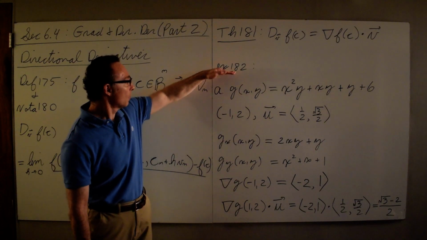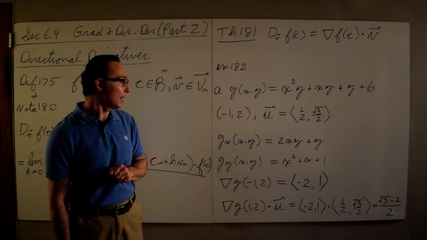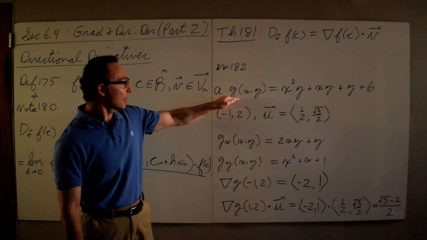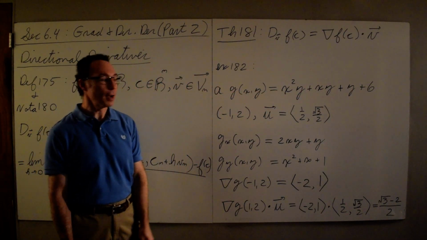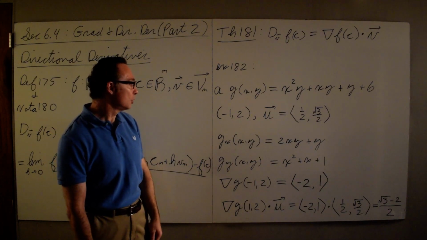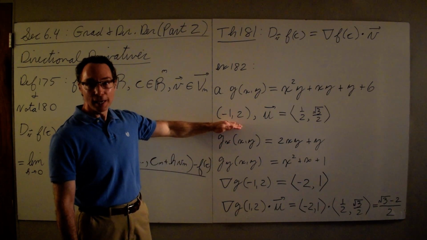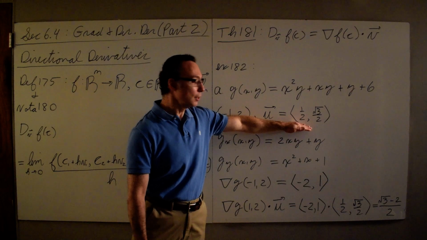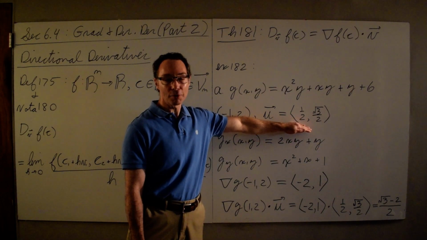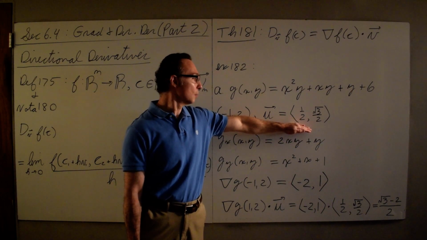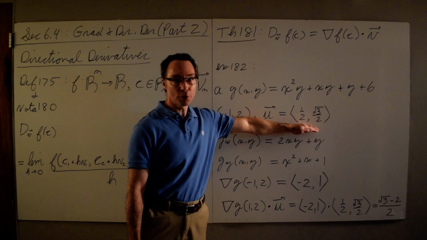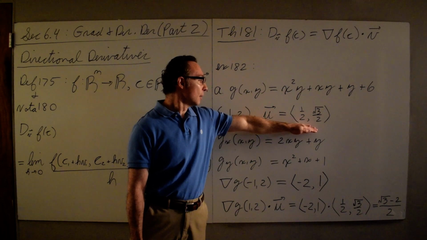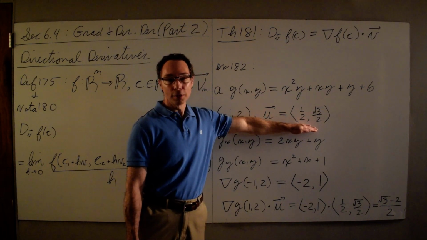So for example, 182, part A: g of x is this polynomial right here. We want to find the directional derivative of g at the point (-1, 2) in the direction of u, which is the vector (1/2, square root of 3 over 2). Notice this is a unit vector. 1/4 plus 3/4 is 1, and so the magnitude of u is equal to 1.